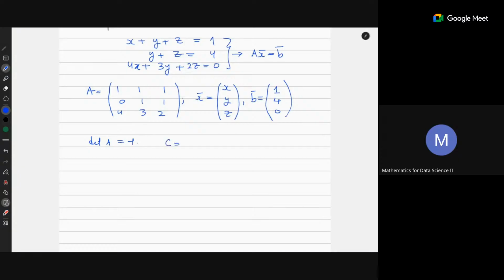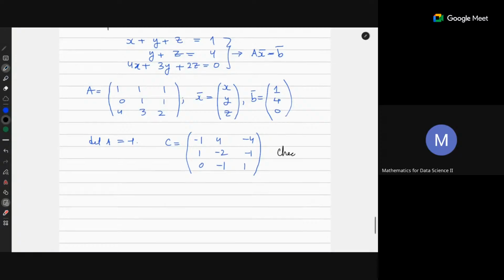Now, what is the cofactor matrix? First we need to find out the cofactor matrix of A. So the first entry is 1, then it is 2, -1, and so on for the remaining entries. Right. So this is the cofactor matrix. You can do the computation later, you can check.